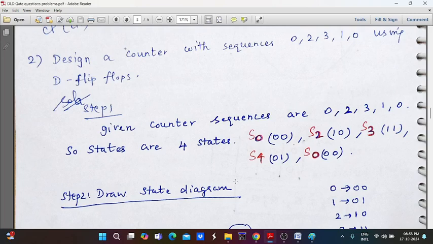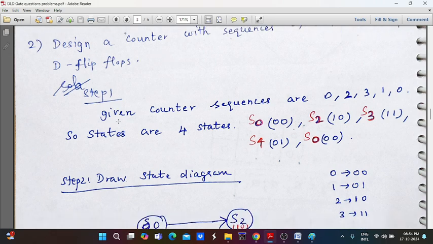Let us see the example for designing a counter by using D flip-flops. This is one of the GATE questions which has already been asked in previous years. In this example, a different sequence has been given: 0, 2, 3, 1, 0. These are the different states given in this example. By using these states, we are going to design the counter by using D flip-flops.